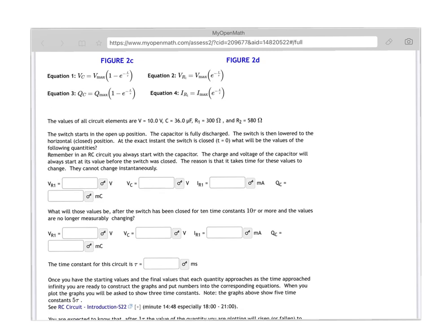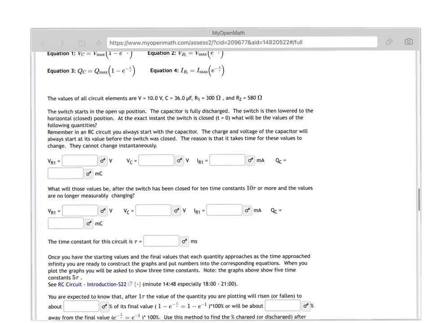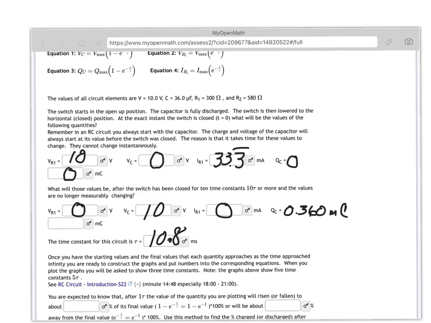We'll start with graphing the voltage across the capacitor. So the first thing we want to do is get the starting and ending values. Actually, they're not the ending values, they're the values that are approached as time goes to infinity, because it never actually reaches those values. So calculate these 9 quantities and then come back.